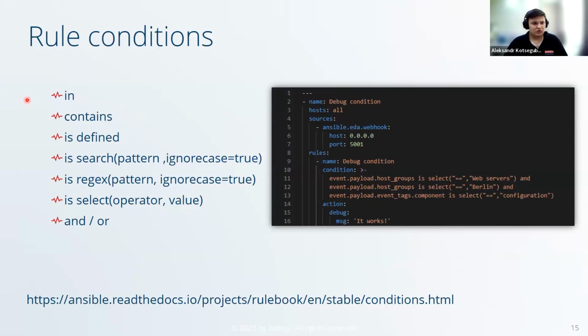As a condition, you can use in and contains for checking that a field contains any value. You can use is defined for checking that any field was specified in the event. As an example, you can check that any tag was specified. Is search and is regex can be used for searching by text field, as an example, of course, the name. Is select can be used for searching by list. For example, it can be a list of host groups.